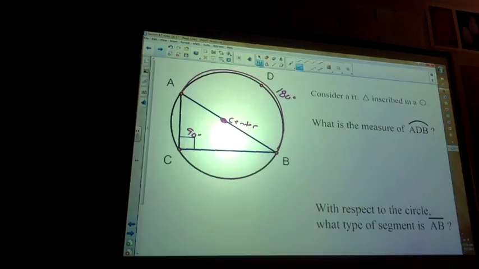Okay, with respect to the circle, what type of segment is AB? Oh, it's the diameter. It's the longest chord. Does everyone see why we would say that? Because we're talking about a semicircle in this case. We know that the arc length is 180. That's half the circle, which means endpoint to endpoint.